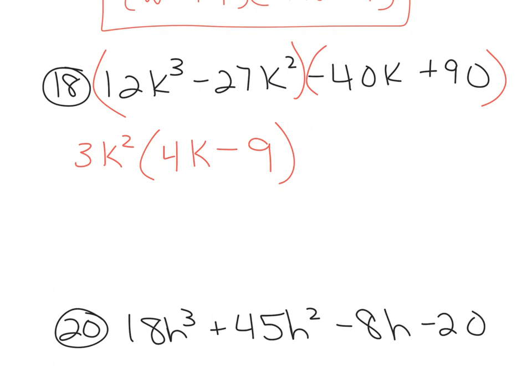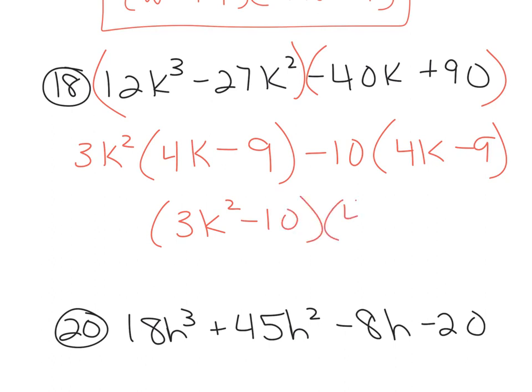Now on the second one over here, I can pull out a 10, but I'm going to go ahead and make it a negative 10 so that my signs will match. So now when I divide negative 40 by negative 10, I'm going to get a positive 4k, and then 90 divided by negative 10 is negative 9. So I'm going to rewrite 3k squared minus 10, and then 4k minus 9. Again, notice I'm putting together my outsides, and also notice how I got the insides to match.